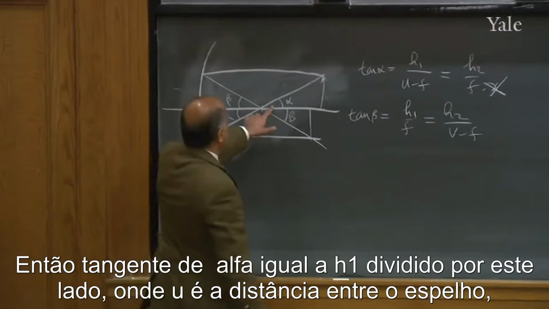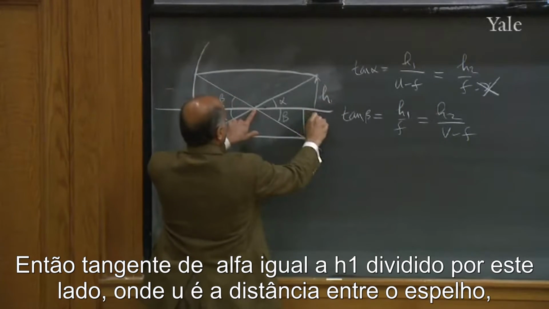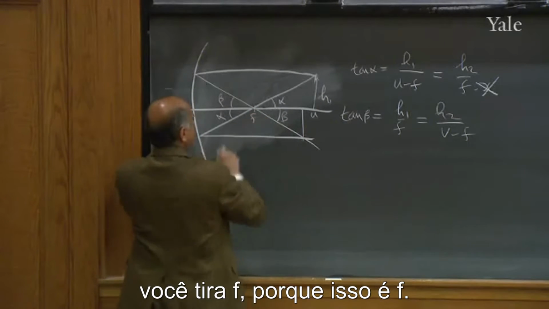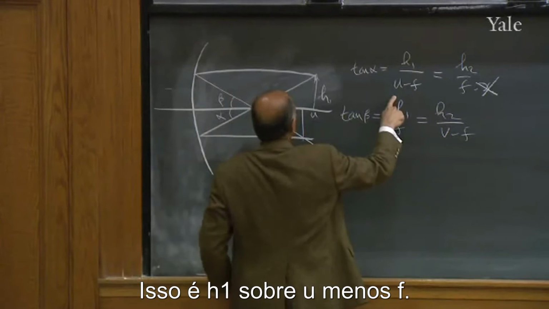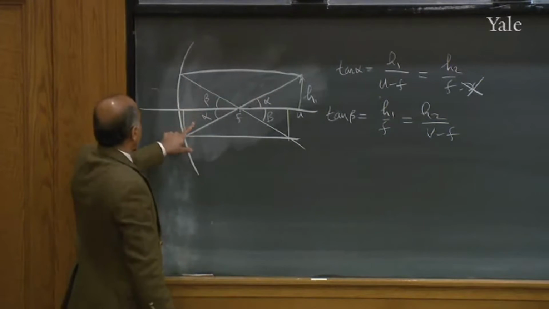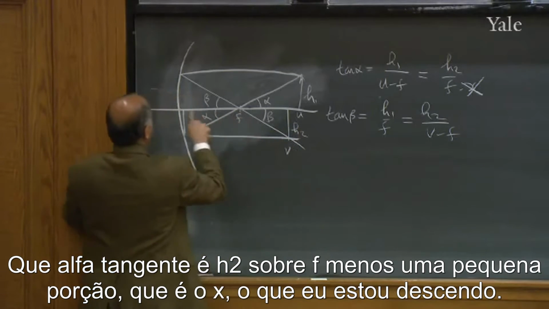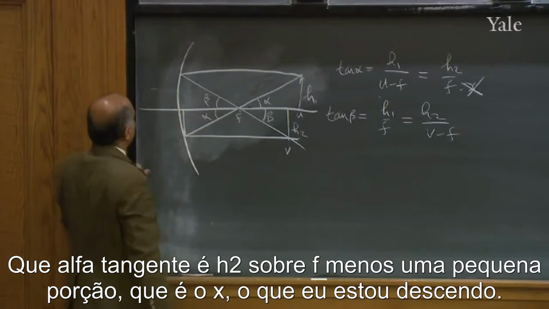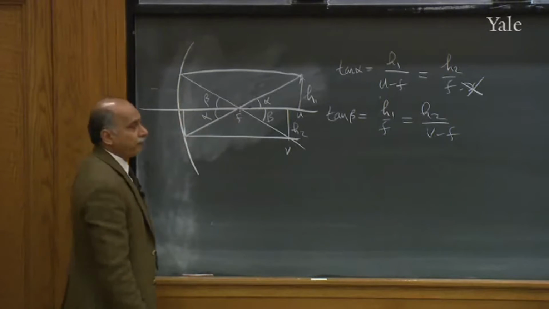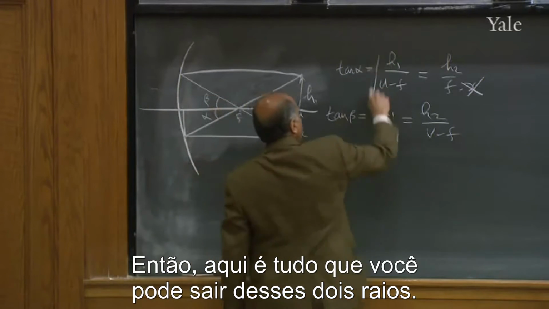So tan alpha is equal to h1 divided by this side, but u is the distance from the mirror. You take away f, because that's f. That's h1 over u minus f. It's the same as tan alpha measured on this triangle. That tan alpha is h2 divided by f minus the tiny portion, which is the x, which I'm dropping. Then similarly for beta, you have a similar rule. So here's all you can get out of these two rays.